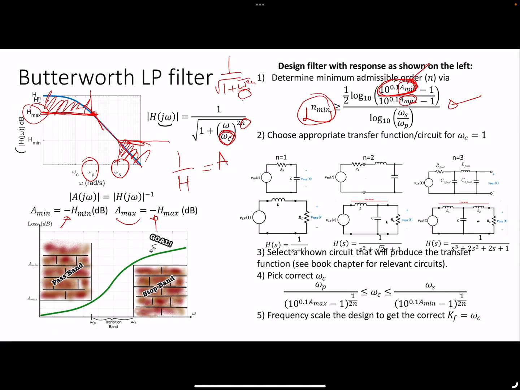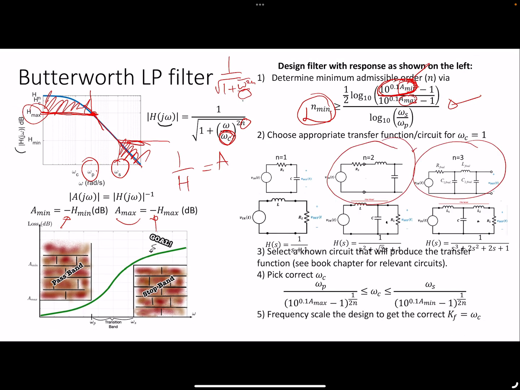Once you know your order, then you pick a topology, which is, these are your normalized filters that you can just look up. Once you pick your normalized filter, then you plug in the order you chose along with the design parameters, again in decibels. And that's going to give you how much to frequency scale it, and then you frequency scale your design, and then you're done. That's how we design low-pass filters.